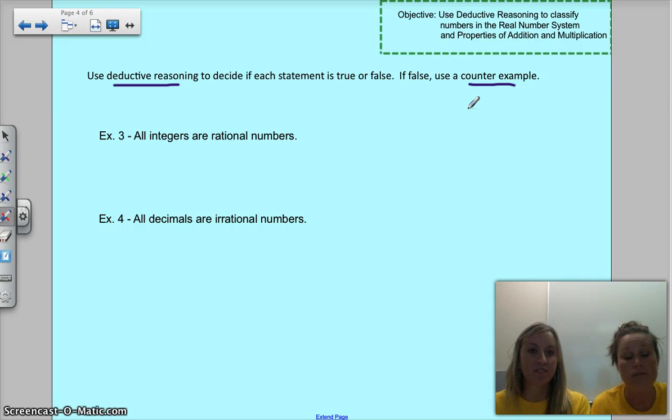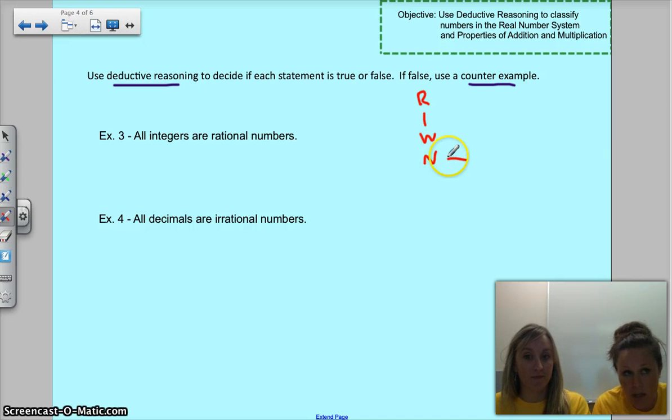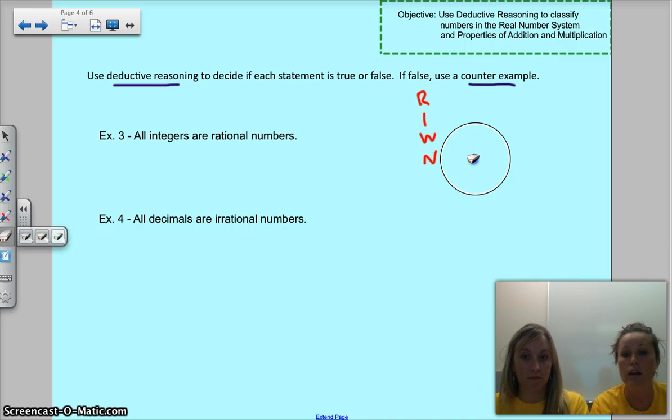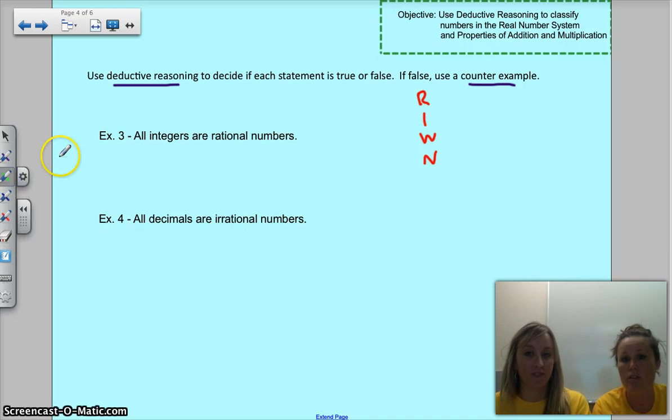Let's try this. If you need to, grab your chart. We've got the rocket with numbers, and remember that anything that is in the column is in every subset above it. Okay, so I know that an integer is right underneath the rational. So anytime I have an integer, it is going to be a rational number. So it's going to be true.